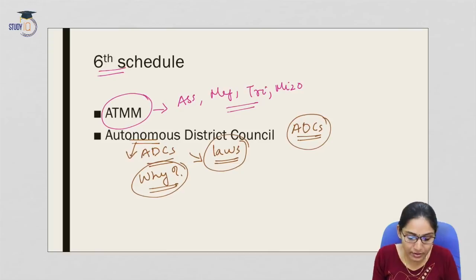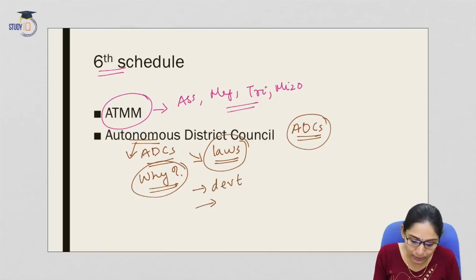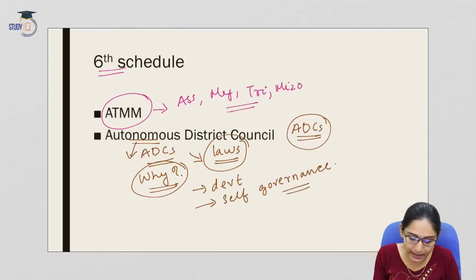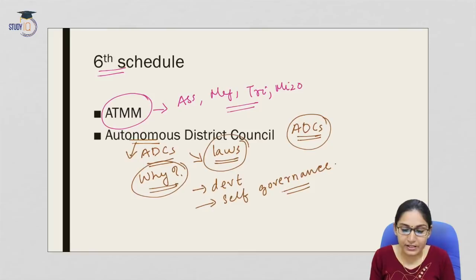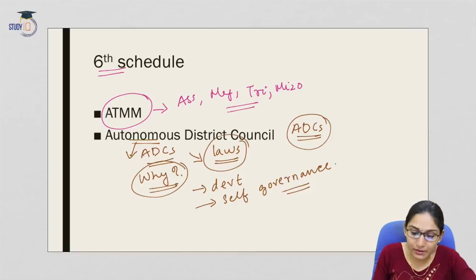The objective is to ensure the development of these tribal areas and also to boost self-governance by the tribal communities. So 2 objectives. One is the development of these tribal areas. The second is self-governance in these tribal areas. With these 2 objectives, the Autonomous District Councils, according to the 6th Schedule of the Indian Constitution, are given special powers. Now coming to those areas which are exempted under the CAB.